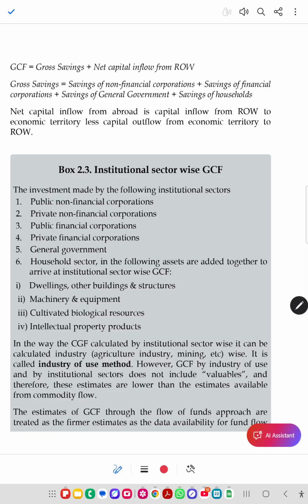Gross capital formation is equal to gross savings plus net capital inflow from the rest of the world. Gross saving is equal to saving of non-financial corporation, saving of financial corporation, saving of central government, and saving of household. Net capital inflow from abroad is capital inflow from rest of the world to the economic territory less outflow from economic territory to the rest of the world.